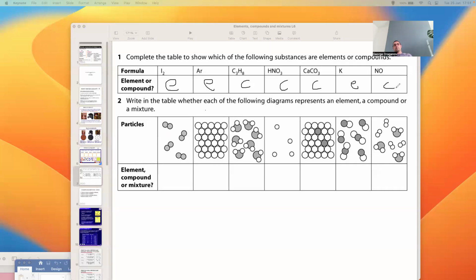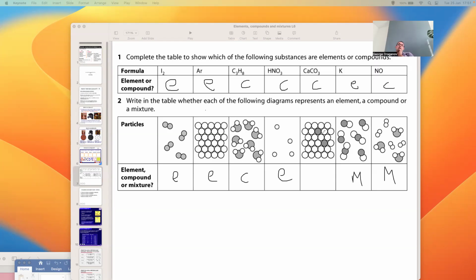So it's a compound. Now in the particle diagrams, we use colors to represent different elements. So this will be an element, compound, element. I'm skipping this one for now. You'll see in a minute. Now this one contains one compound and a different compound, which makes it a mixture. This one contains one compound and one element, which is a mixture. So they're different elements or compounds, not chemically bonded. And here we have different compounds, not chemically bonded.